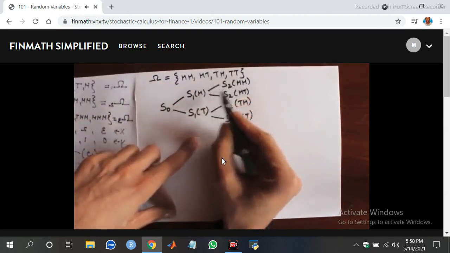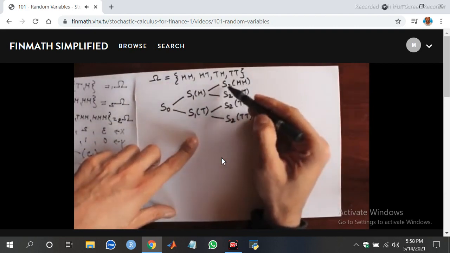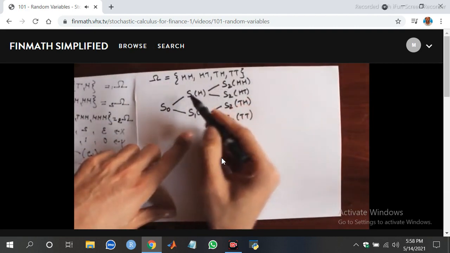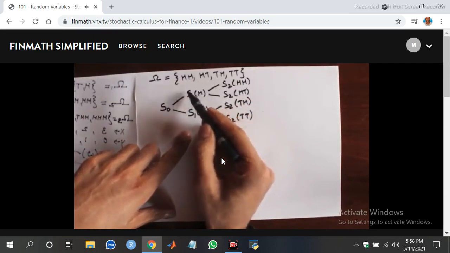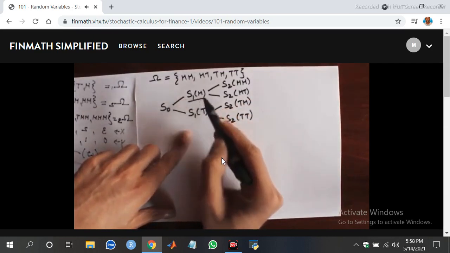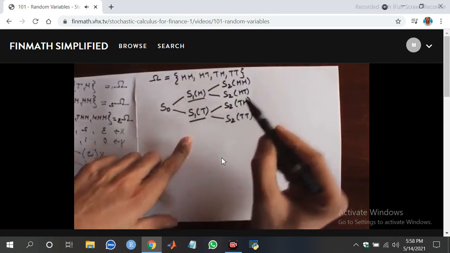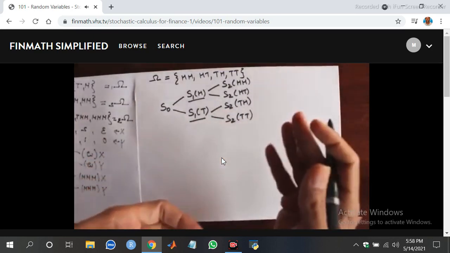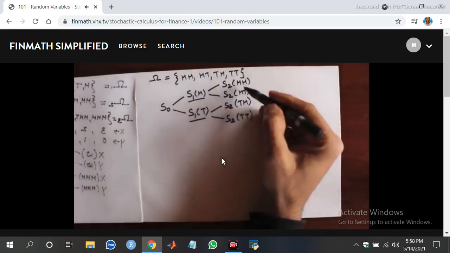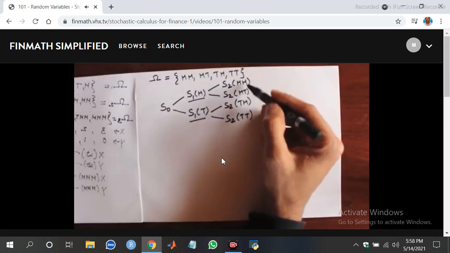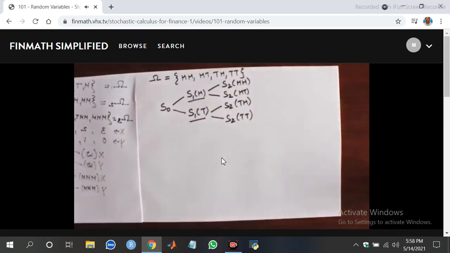And we've said that there is a stock that, if the first coin toss is a head, it basically takes on this value. If it's a tail, it takes on this value. And likewise, if we toss a coin twice, the stock can take any one of these 4 possible values, right?